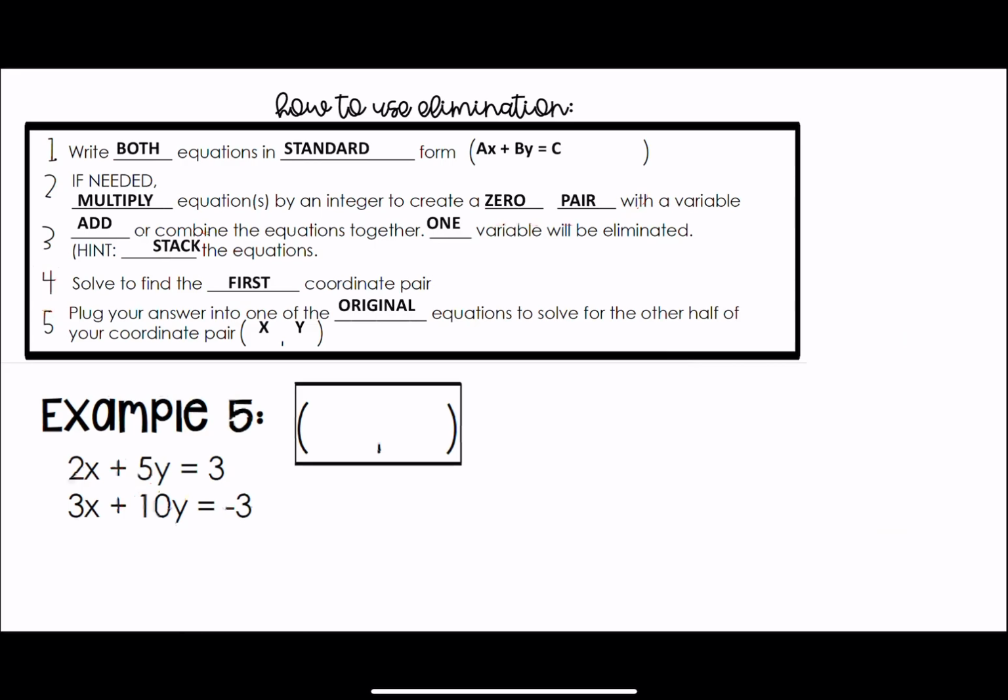We can do this. This next one, we are not only going to multiply it by a number, but we're also going to flip the signs because look at this 5y and that 10. We know we can double it, but we also need opposite signs, and right now they're both positive. So we're going to multiply that top equation by a negative 2. All right, so now it's going to be negative 4x minus 10y is equal to negative 6. That's the equation we're going to work with to use our elimination. Get our zero pair of our y's.